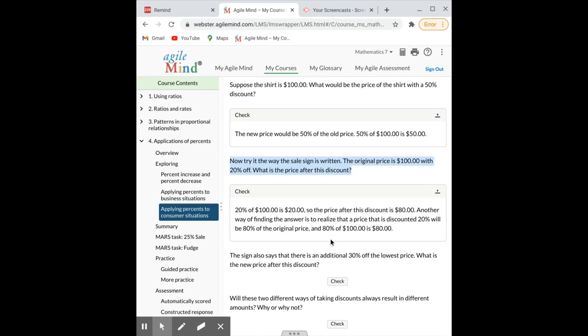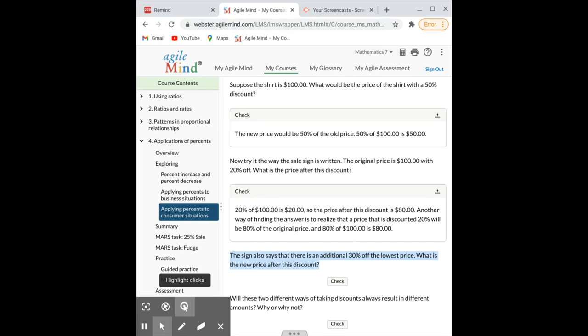All right, the third problem. Would you read that for us, please, Akira? Yes. All right, it's not the one that's highlighted. It's this one that is highlighted now. Okay. The sign also says that there is an additional 30% off the lowest price. What is the new price after the discount?